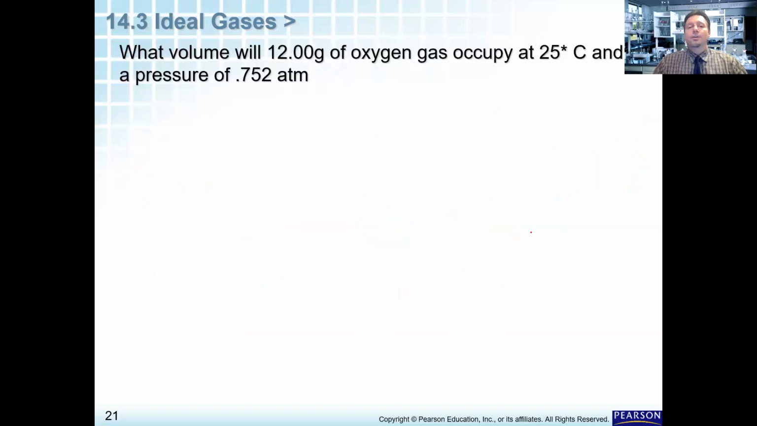Let's look at another problem here. What volume will 12.00 grams of oxygen gas occupy at 25 degrees Celsius and a pressure of 0.752 atmospheres? So I am solving for volume and it's given me mass. That means I'm going to be dealing with moles, and the only gas law dealing with moles is the ideal gas law. So I can come over here and write that down.